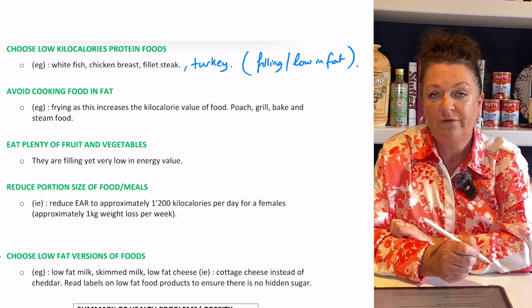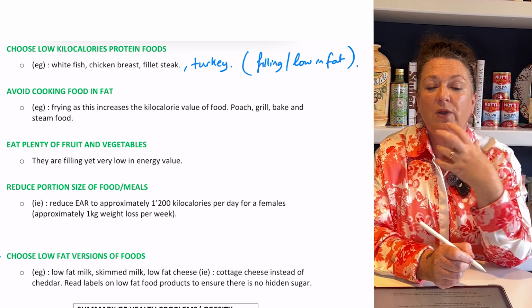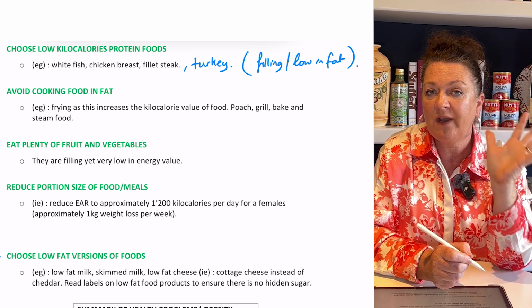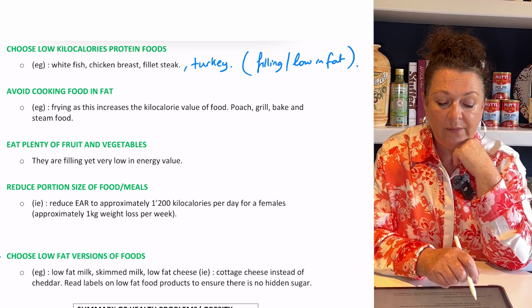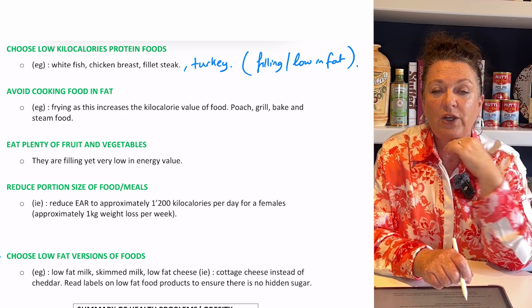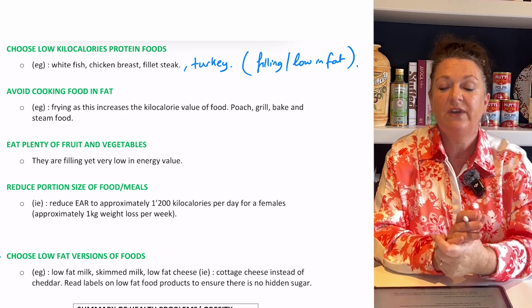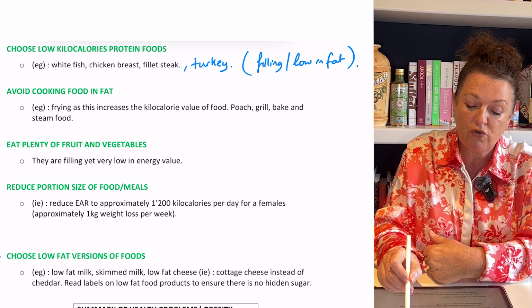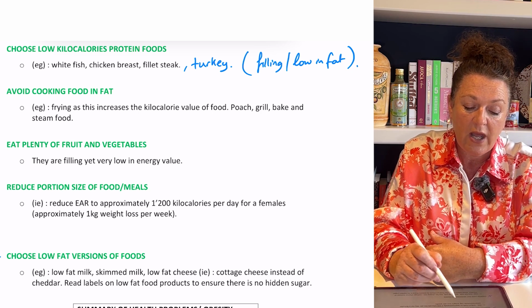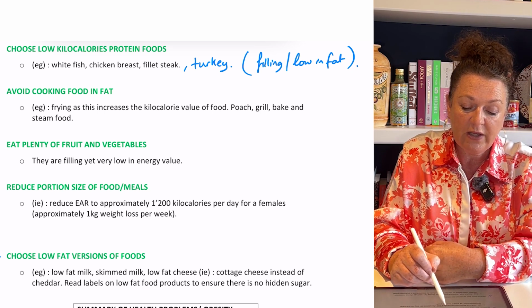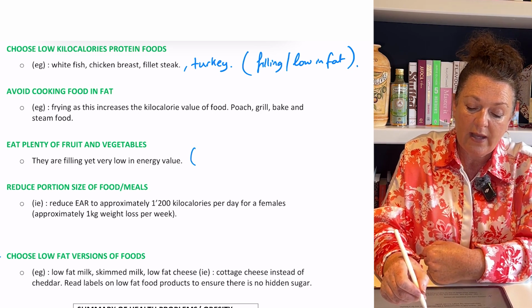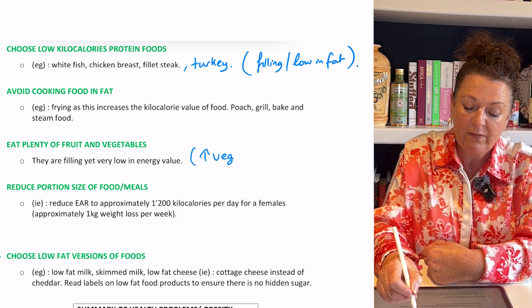Avoid cooking food in fat. So as well as the kilocalories, remember 1 gram of lipid, 9 kilocalories. Frying increases the kilocalorie value, but also you've got the TFAs being produced. So poach, grill, bake and steam food. Lots of fruit and veg, filling yet low in kilocalorie. More vegetables than fruit.